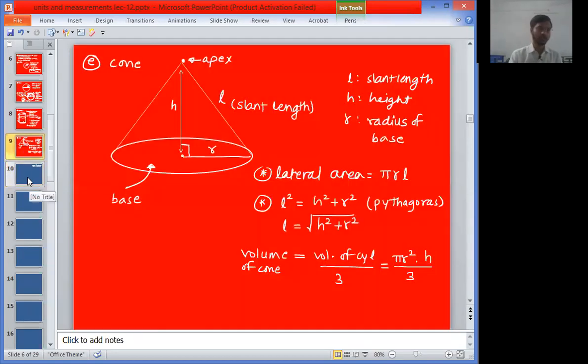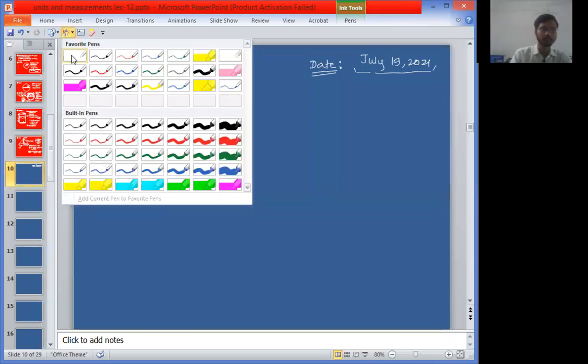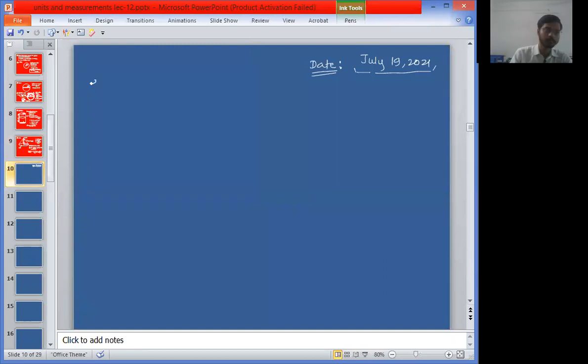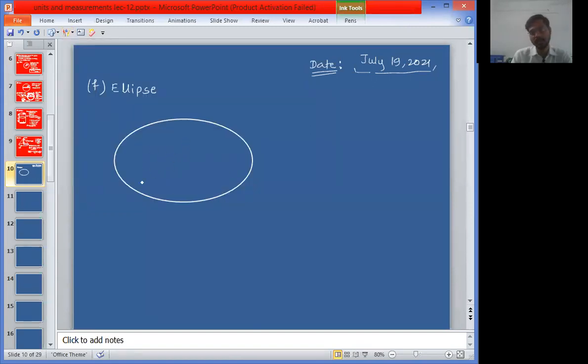Now today let us take the next object. The next object is ellipse. Now let's see what is ellipse. Write down along with me. Ellipse, E-L-L-I-P-S-E. What is ellipse? Let me draw that shape so that you can understand. Have you seen the egg? This is an egg shape. It is called an elliptical shape.